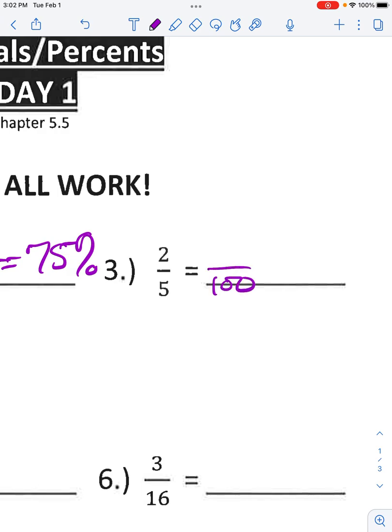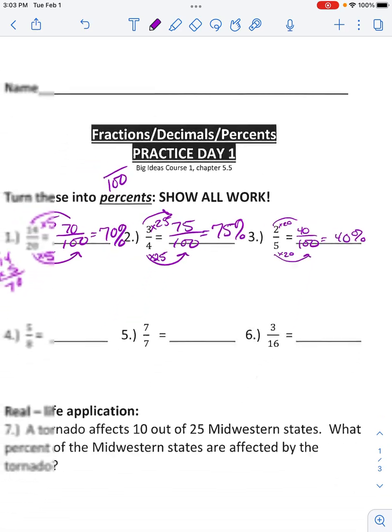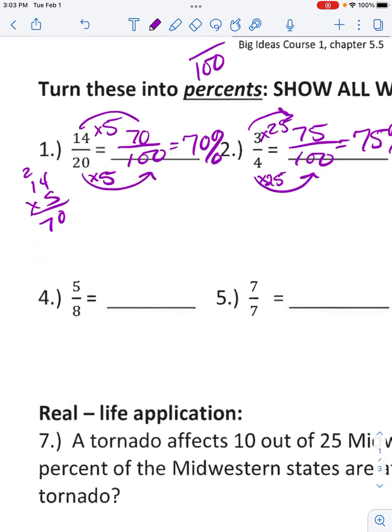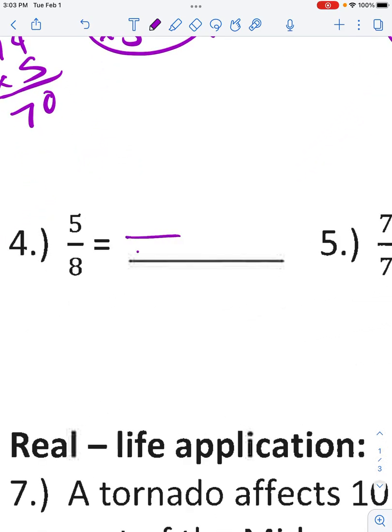Number 3, 2/5 as a percent, we would multiply by 20, which means we have to multiply the top by 20 to get 40 out of 100, or 40%. Okay. Number 4, 5/8. We cannot get from 8 to 100. Okay, so we cannot do it like that.